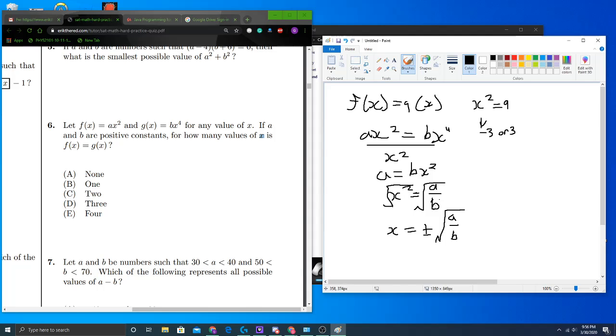So that's essentially what we're doing here. x squared is equal to a over b, so we need a negative or positive, giving plus or minus the square root of a over b. That gives us automatically two values of x. But we also have to be careful that there's another value.